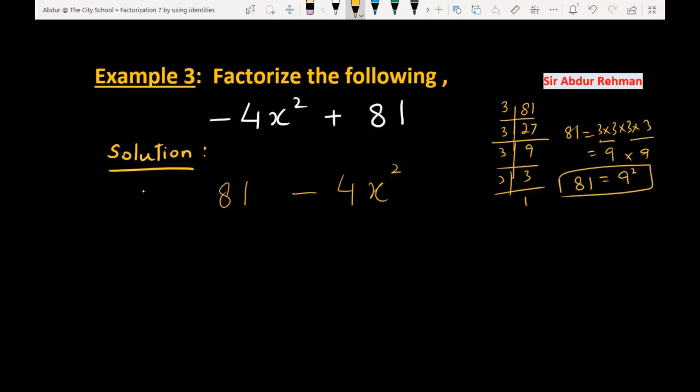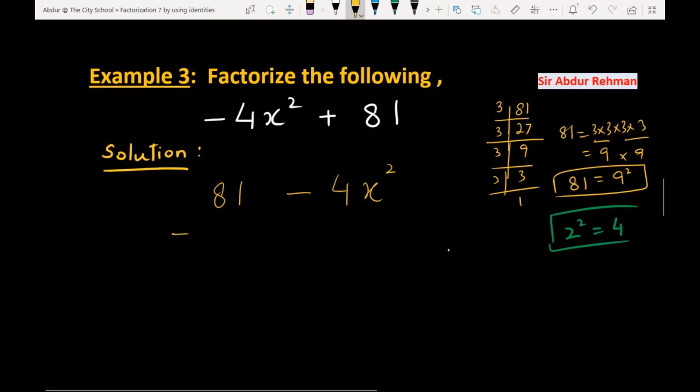And 4 is also a perfect square. You can say 2 square is 4. Both the first term and the second term are perfect square. So this quadratic expression can be factorized. The first step is write down empty bracket with the square and copy this negative sign. Must be negative.